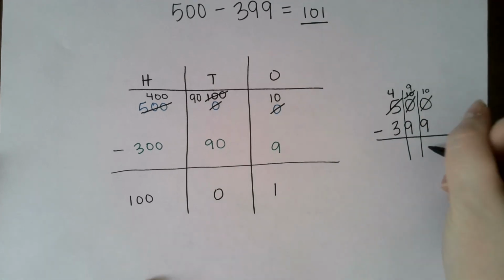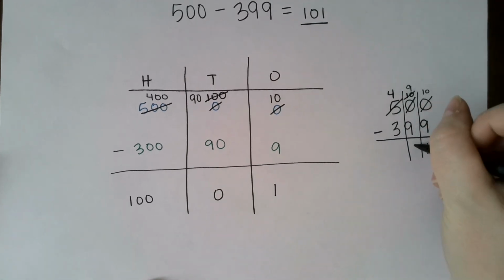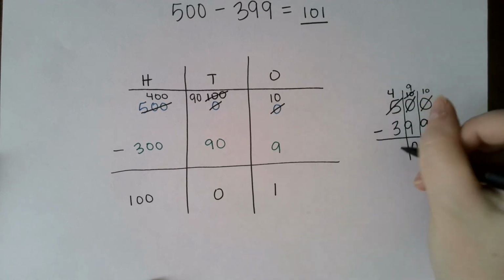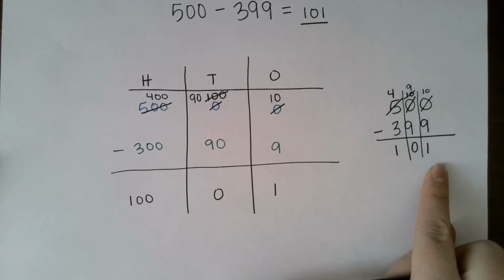10 minus 9 equals 1. 9 minus 9 equals 0. 4 minus 3 equals 1. My answer here was also 101.